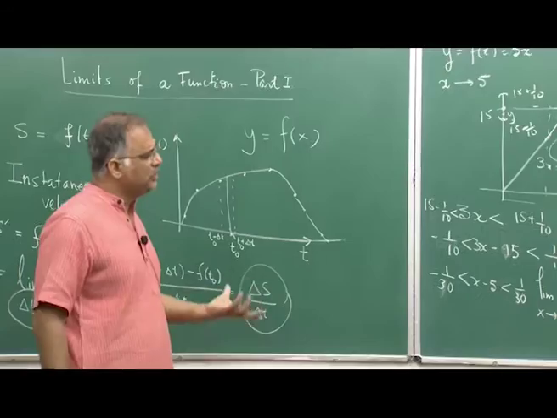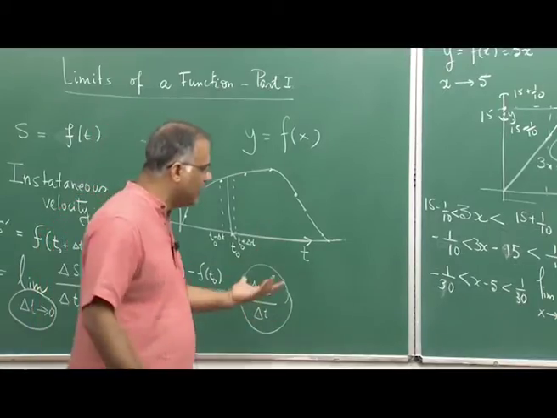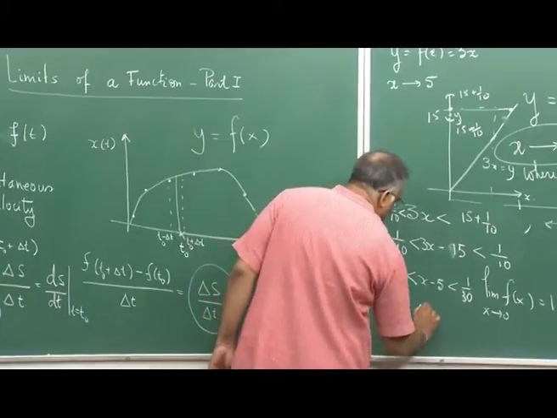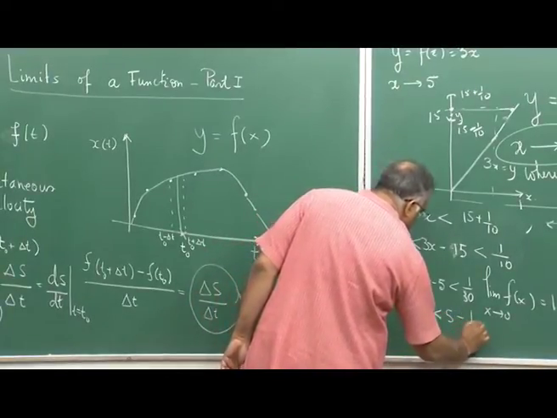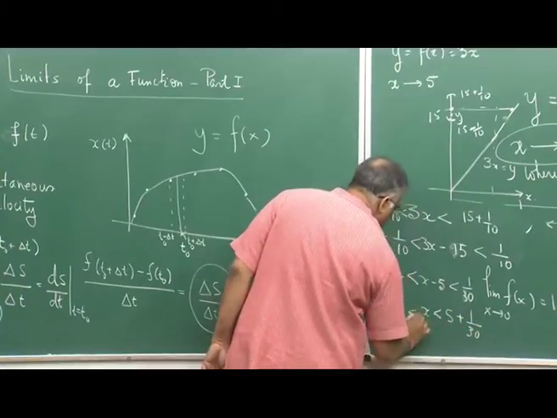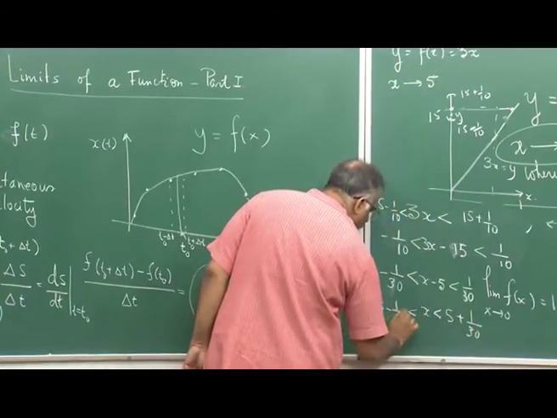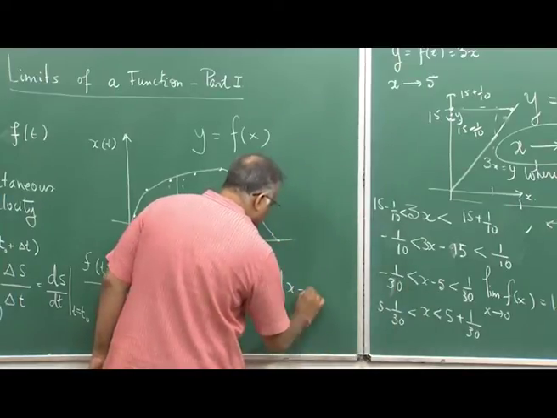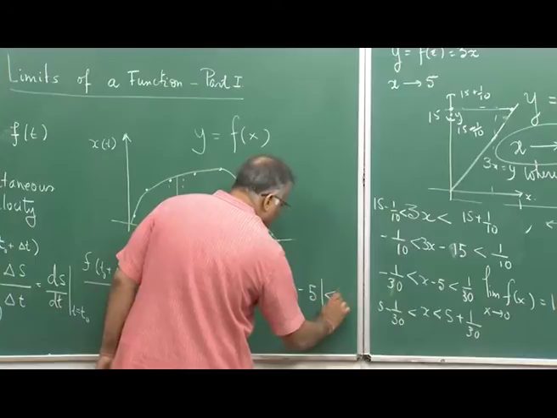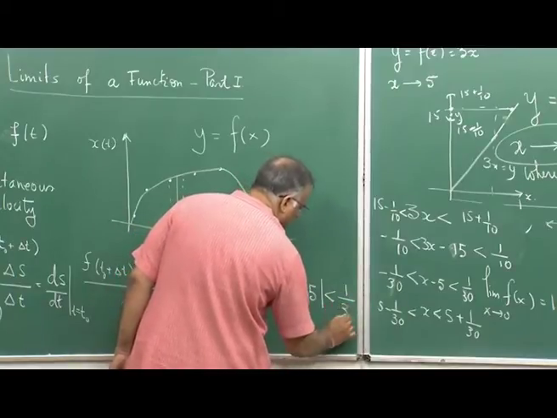Now, what does this mean? So x must now lie, where should x lie? x should lie in the following interval. This whole thing can also be written as the absolute value of x minus 5 being strictly less than 1 by 30.